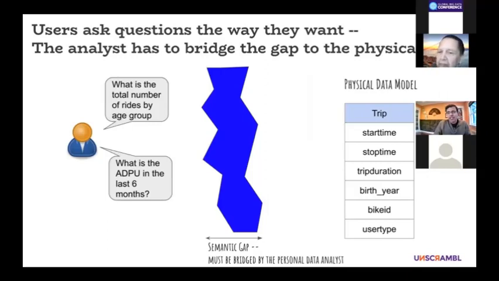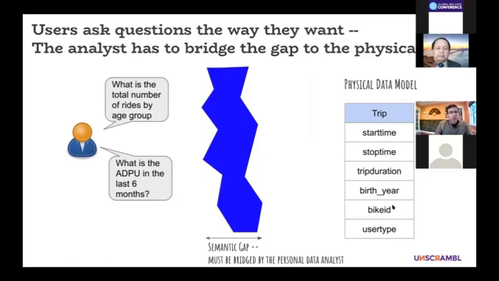Another key thing is that business users do not know what data exists. So they're going to form questions the way they want to form questions. This is like a biking data set, let's say, where a user might ask questions like, what's the number of rides by age group? Or, using some jargon, what's the ADPU in the last 6 months? ADPU stands for average duration of a trip per user.